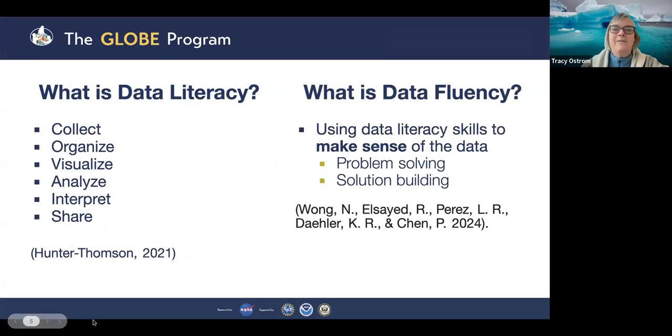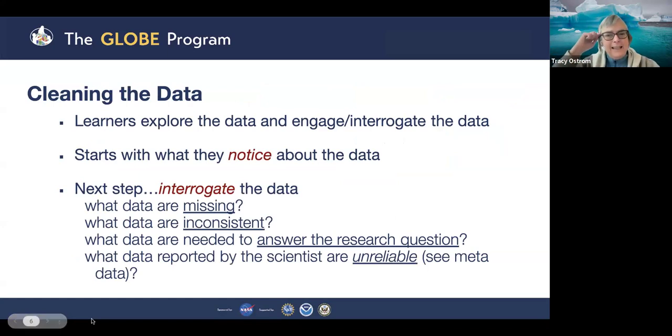So a little bit about data literacy versus data fluency real quickly. When I refer to data literacy, I'm really referring to a skills-based approach: collecting data, organizing it, visualizing, etc. When I talk about data fluency, I'm talking about making sense of that data. And when we make sense of that data, we make sense of it in terms of problem solving or solution building. So those are the two definitions that I'll be using today in the presentation. All right, next slide. Cleaning data.